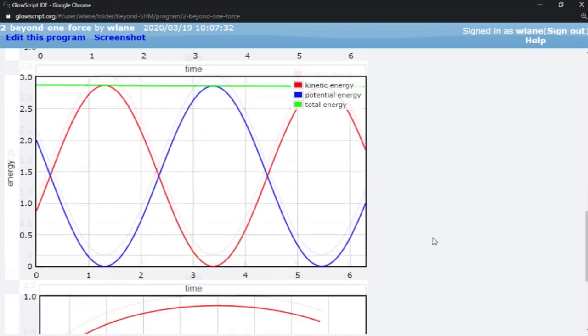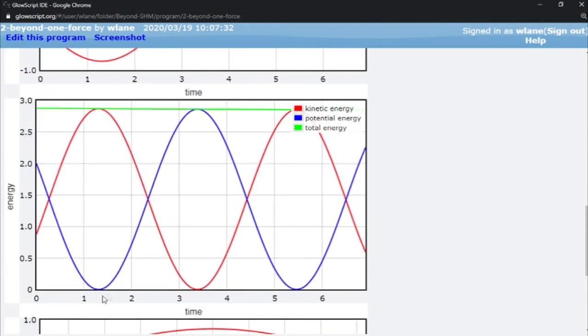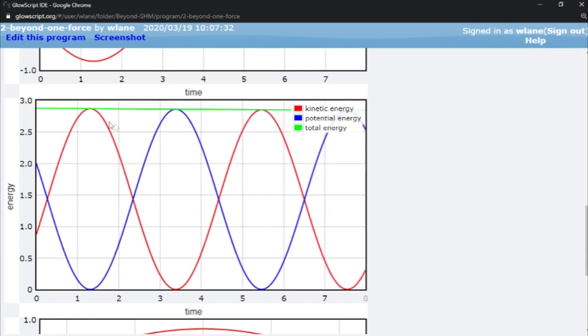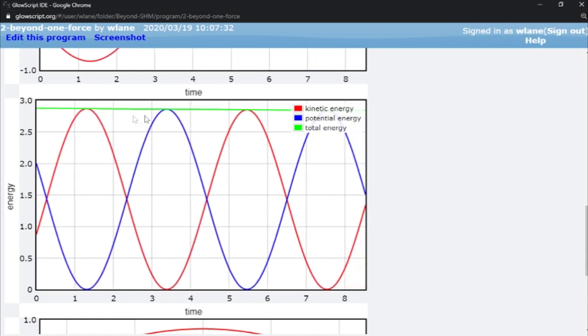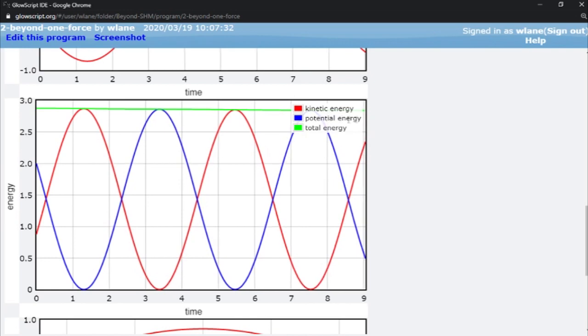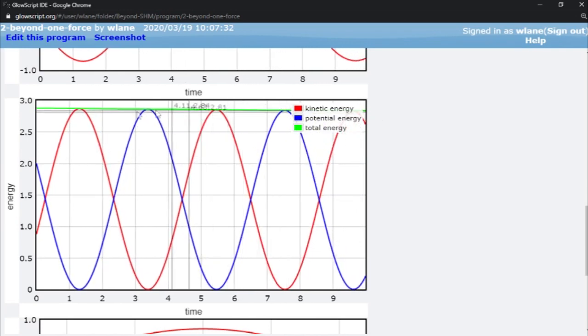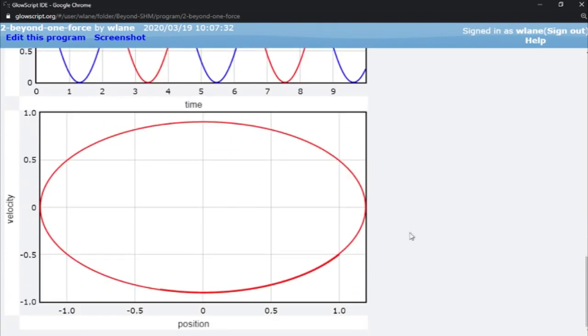If I come down here to my energy graphs, they're still oscillating, right? Energy is still being exchanged between kinetic energy and potential energy. But if you look at these peaks that are traced out by the total energy, there's a little bit of a diagonal tilt to it, right? There's a little bit of energy loss as we go over that 10 seconds. My phase space plot is doing okay. It looks like there's a little bit of a disconnect right here.